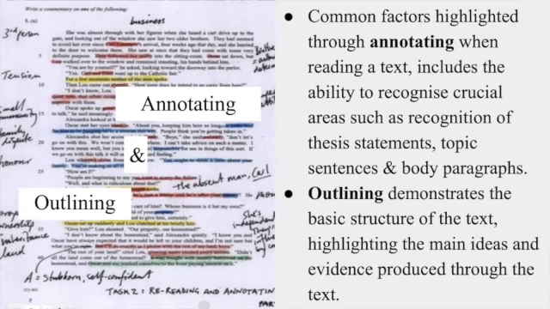Outlining is a factor used to summarize a text and comprehend the reading effectively. Outlining demonstrates the basic structure of the text, highlighting the main ideas and evidence produced through the chosen text. Benefits of outlining within effective reading include the ability to distinguish between the author's ideas and the evidence provided.